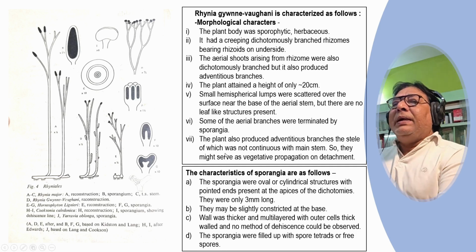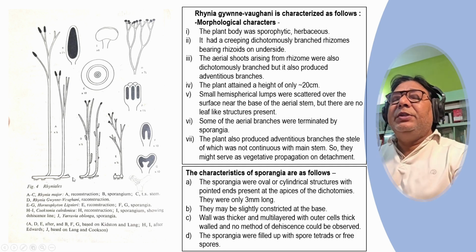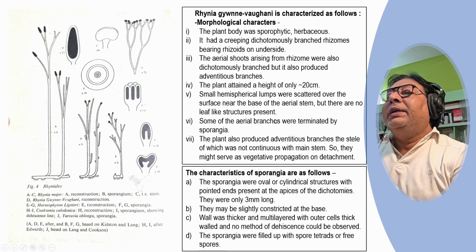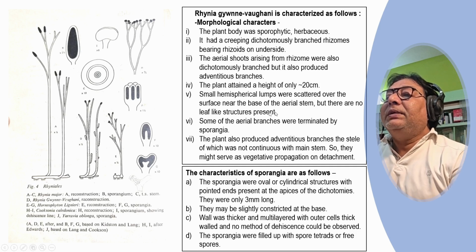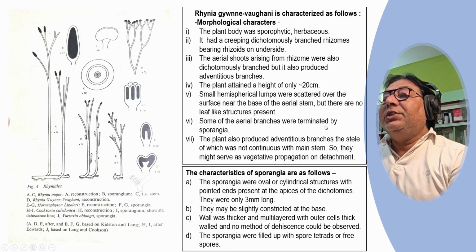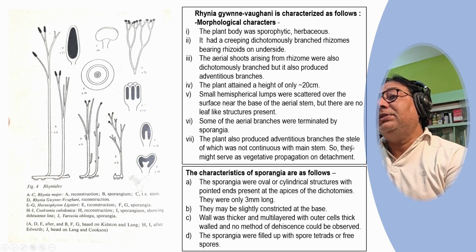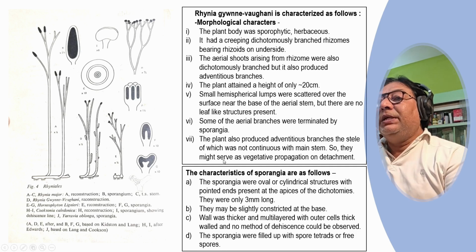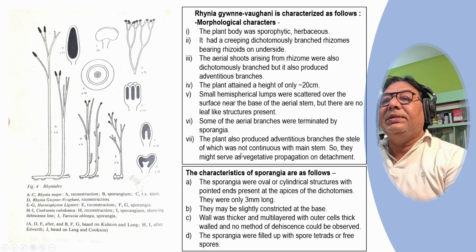Okay, but that has not been accepted, as Rhynia major is not in fact the Rhynia. So let's proceed further. There are hemispherical discs. What are those? We will talk about that a little later. Some of the aerial branches were terminated by sporangia. The plant also produced adventitious branches, the stele of which was not continuous with the main axis or stem. So they might serve as vegetative propagation on detachment, these adventitious branches.